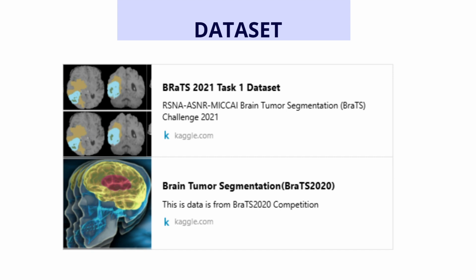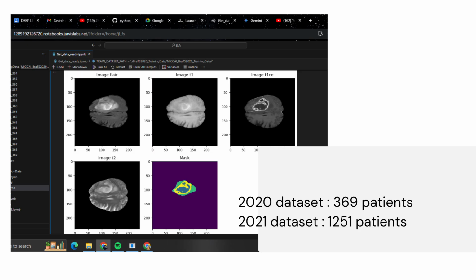Basically we have used the BRATS 2020 and BRATS 2021 dataset together for training our model. The BRATS 2020 dataset consists of 369 patients. BRATS 2021 dataset consists of 1251 patients, and for each patient it's a 3D MRI scan, and we have four types of MRI 3D images: the FLAIR, T1, T1 contrast, and T2.